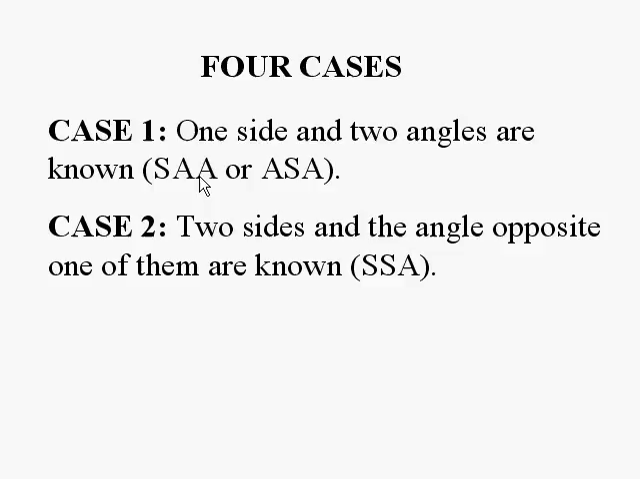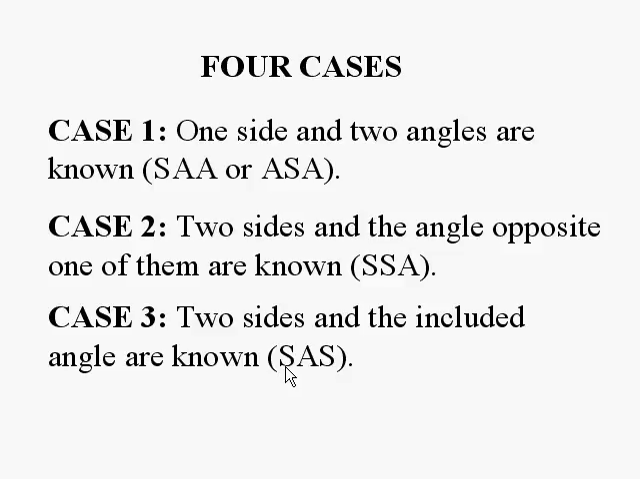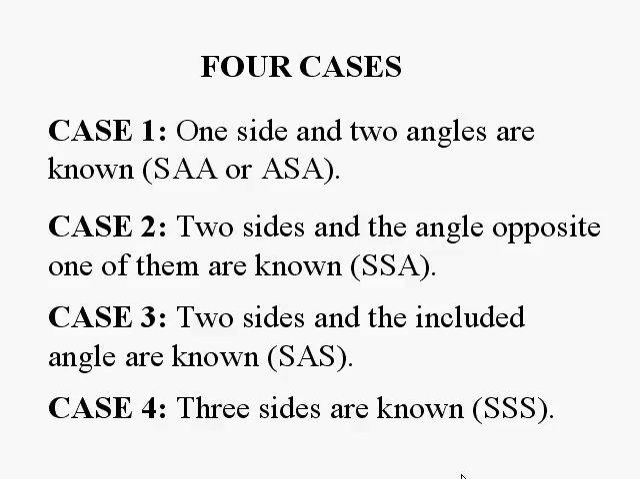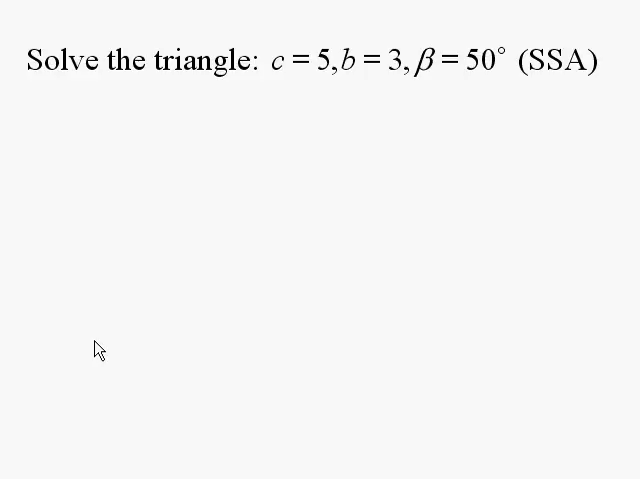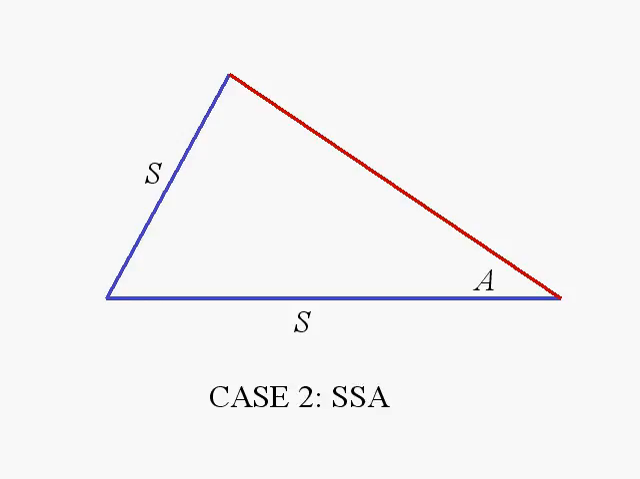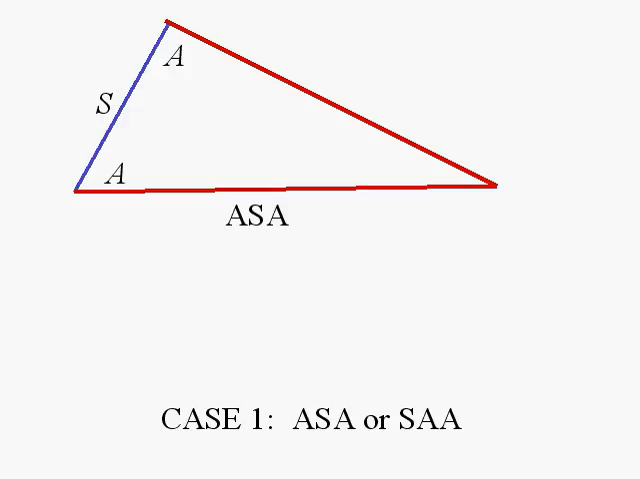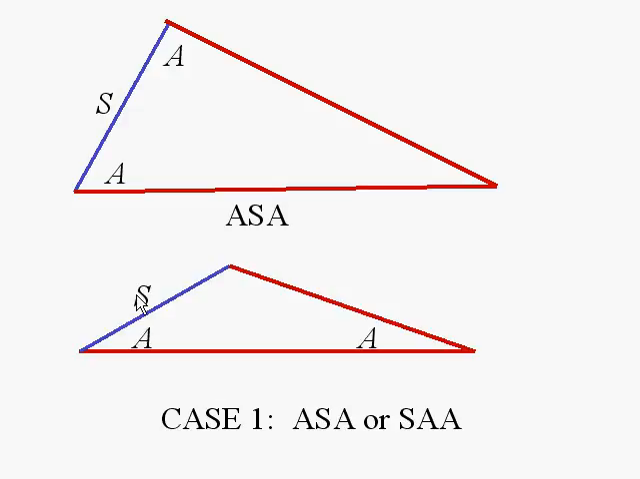In these first two cases, the angles are with the side outside. If the side's in between, you could keep track of that in a case: side, angle, side. And a fourth possibility is all three sides. So let's look at what those look like. Here the given information is a side and an angle that is beside it. So here is angle, side, angle. Angle, side, angle. And here's the case where it is side, angle, angle.